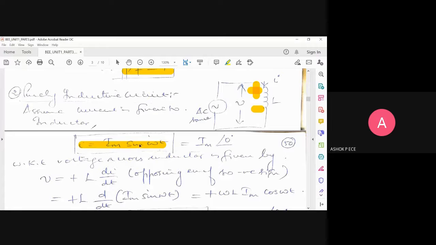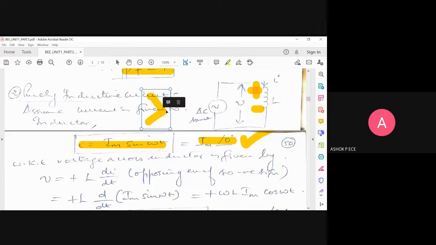So i = Im sin ωt. I am representing it as Im angle 0. Whenever you have only a sin ωt term, you can say that the phase angle is 0. This is one polar form of writing the sin ωt term. You write the maximum value, and whenever you see sin ωt without any phase angle, you can write it as angle 0, which means that my Im is traveling along the reference axis. That is the meaning of this notation.